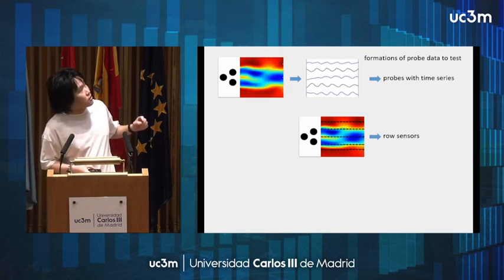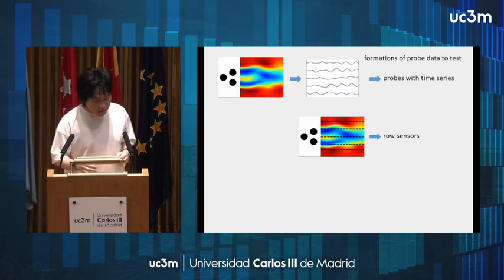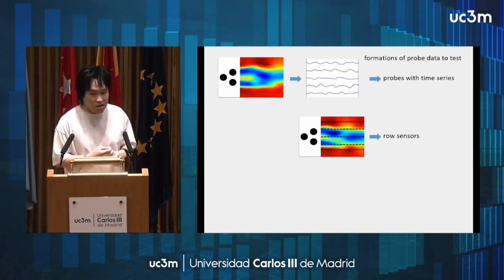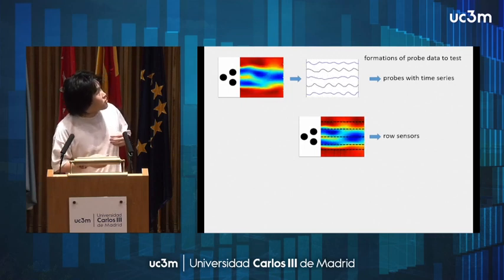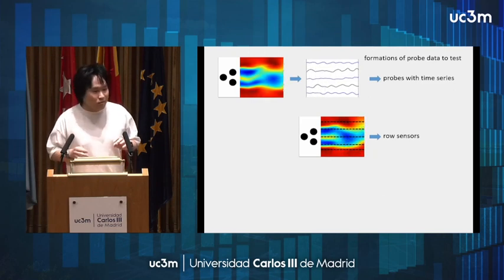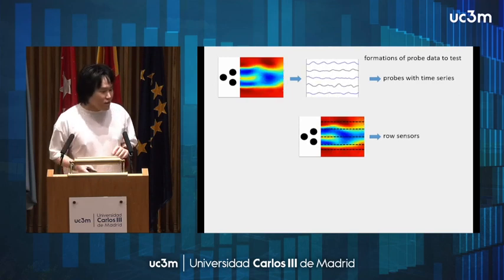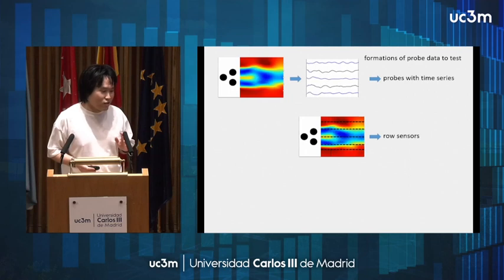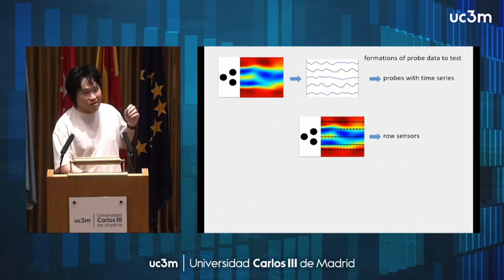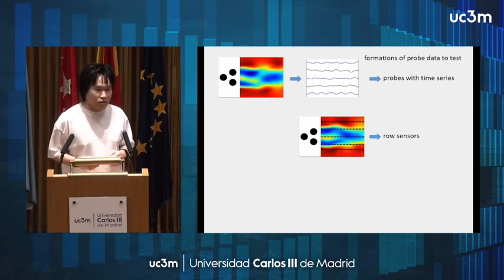For this, we can see the second row. For this reason, we can consider using the long sensors as a replacement of the probe with time series. But one thing to be concerned about is that the PIV snapshot is not time-resolved, so we cannot use the long sensors in the second row to reconstruct the time-resolved flow field.